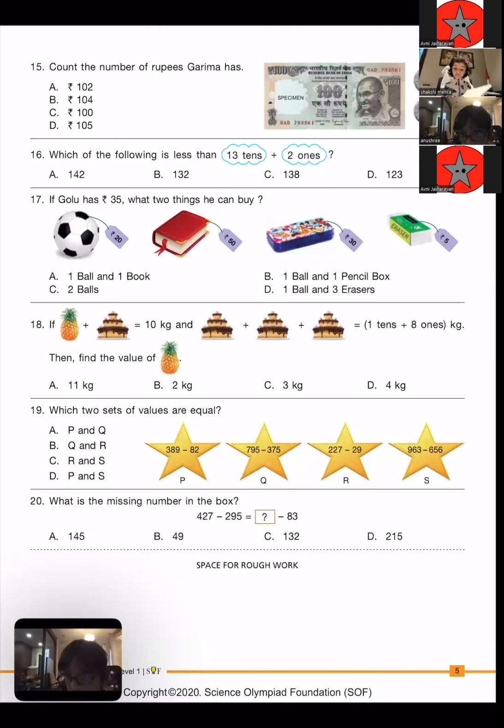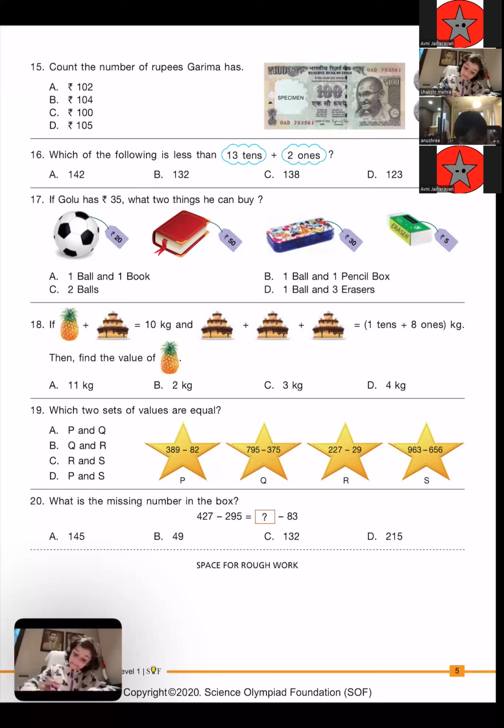For our next few classes, children, we will be solving the question paper together so that we will understand the technique of attempting an Olympiad paper. It is unlike a school exam, okay? So we have to work a lot on our speed as well as our strategy. Everybody? Question number 20, please.